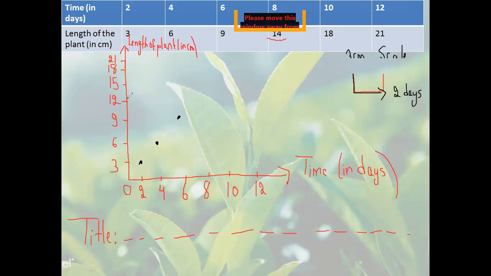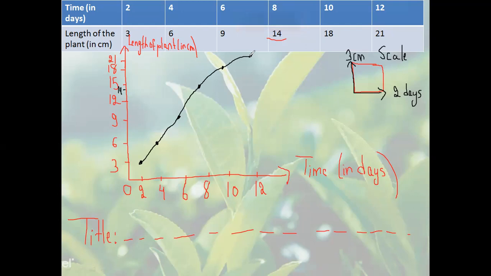Here is 14. So I have to add it, and at time 8 it was 14. Then at time 10 it was 18, and at time 12 it was 21. It was a straight line. I can do it using a ruler, but I prefer to connect it using my hand. And this is the graph. It's done. I drew the graph.